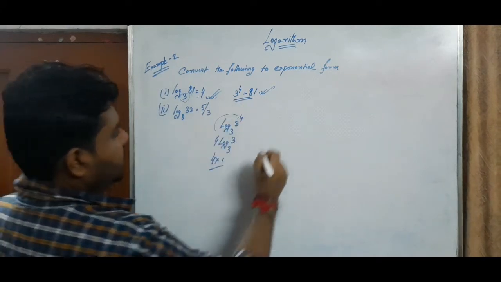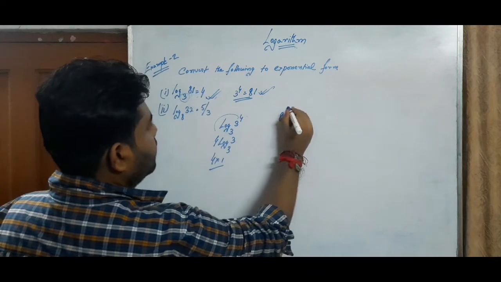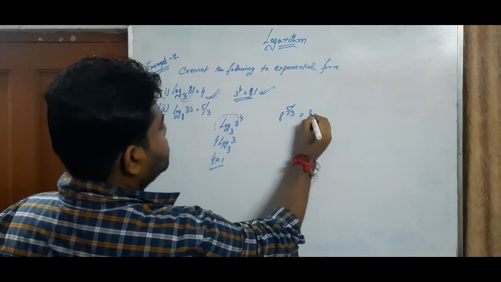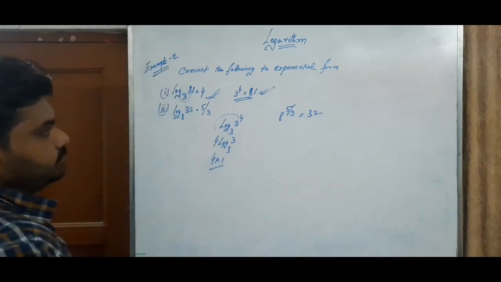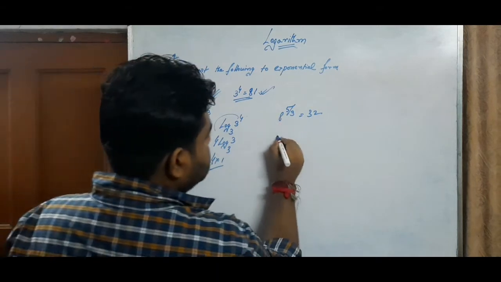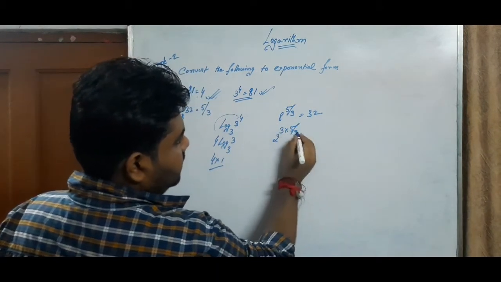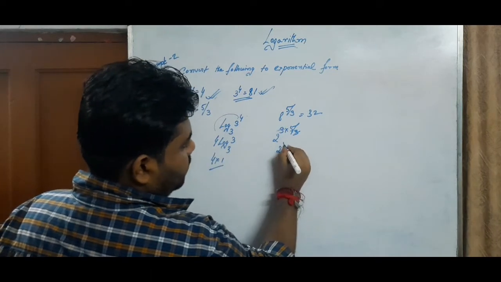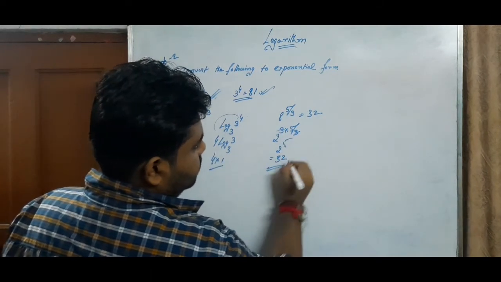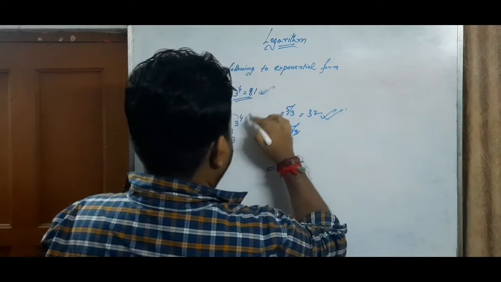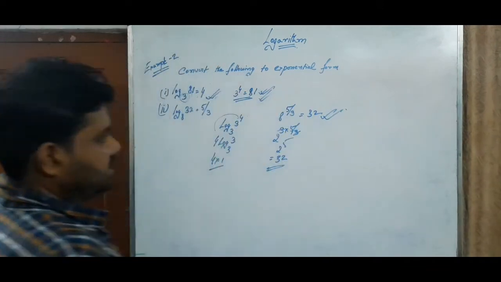Similarly, the second one, we can write 8 whole to the power 5 by 3 equals 32. How? It means 2 cube into 5 by 3. That is 2 to the power 5. This is 32. So this is the exponential form for both the sums. Okay.